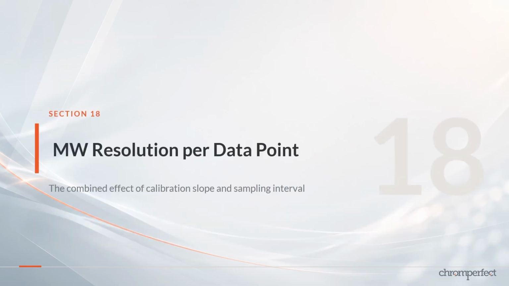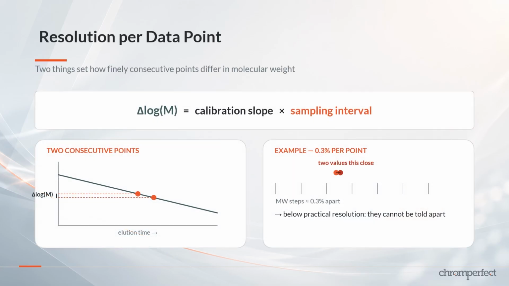Molecular weight resolution per data point. The sampling interval and calibration curve slope place a fundamental limit upon the molecular weight resolution of the data. The change in logarithmic molecular weight per acquired data point equals the calibration curve slope multiplied by the sampling interval. The corresponding fractional molecular weight change is derived from that logarithmic difference. If successive data points differ by 0.3% in molecular weight, the acquisition cannot reliably distinguish calculated values separated by much less than that amount.